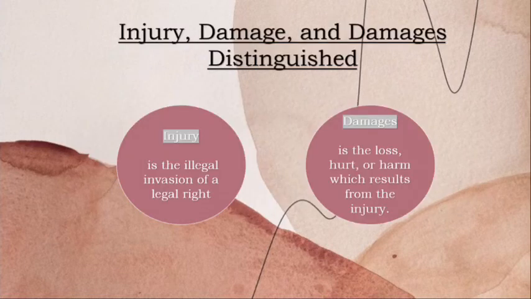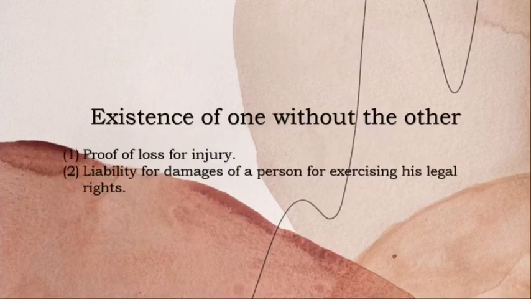Let's now proceed to the injury, damage, and damages distinguished. Injury is defined as the legal invasion of a legal right, while damage is the loss, hurt, or harm which results from the injury. But what is the existence of one without the other? There may be injury without damage and damage without injury. First, there should be proof of loss for injury. Second is the liability for damages of a person for exercising his legal rights. This simply means that in order that the law will give redress for an act or omission causing damage, that act must be not only hurtful but wrongful.